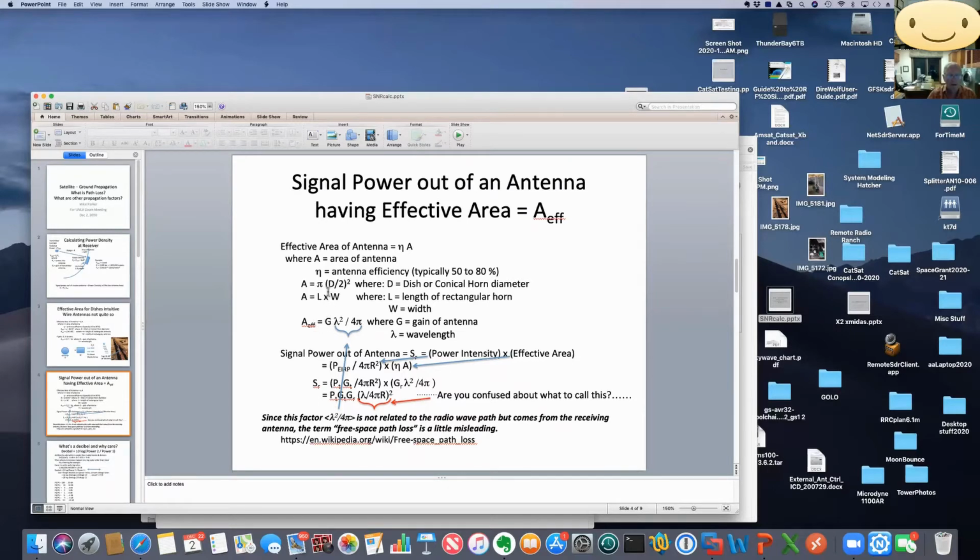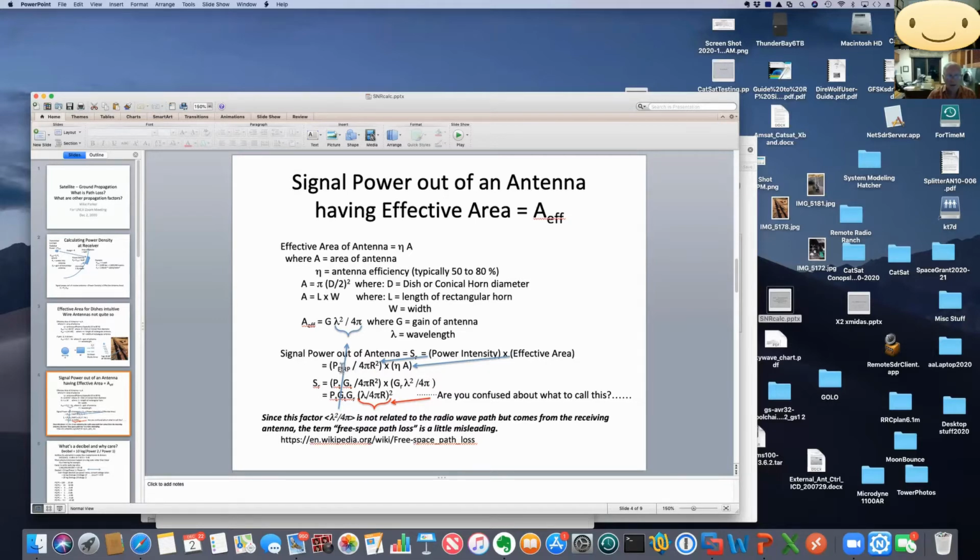So if you know the gain of the antenna, we're now back to that first equation we looked at. The signal power of the antenna is the power intensity times the effective area. If you know those two things, you're almost done. And this, on the first slide, was the effective radiated power divided by the area of that big round ball that was being illuminated by the antenna.